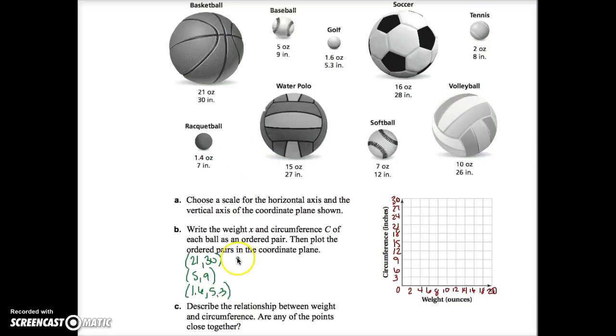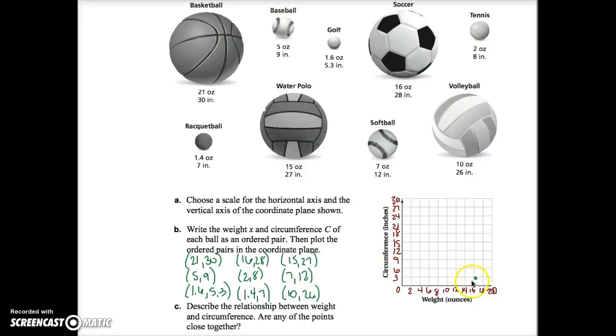Let's see, the soccer ball, 16, 28. Tennis ball, 2, 8. The racquetball, 1.4, 7. The water polo ball, 15, 27. Softball is 7, 12. And the volleyball is 10, 26. So then I'm just going to go through and I'm going to plot these.